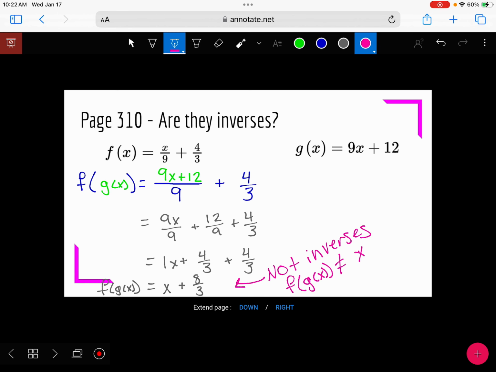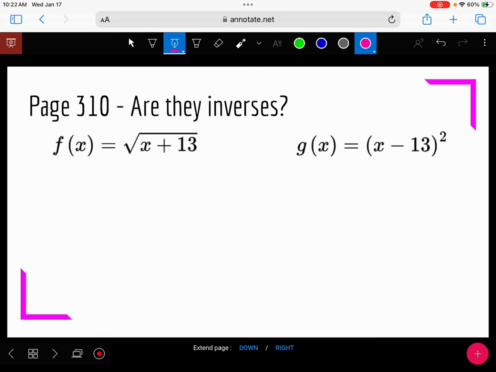So let's do one more of these. We've had some fractiony ones. We've had some kind of messy ones. But these have all been linear. I wonder what we're going to see next. All right, this is our last one. Oh, hang on a second. There's a modification on this. The square root is just over the x. So we've got the square root of x plus 13, and the quantity x minus 13 squared.